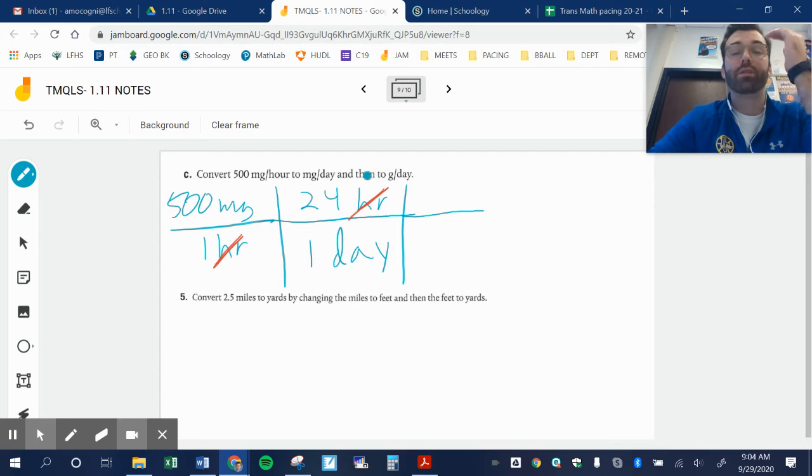Okay. Next, so now I have milligrams per 1 day, and now I want to go from milligrams to grams. I want grams per day, not milligrams per day. Well, luckily for us, we have part of that done, right? We have the days done, but now we need to convert the milligrams to grams. How would I do that?